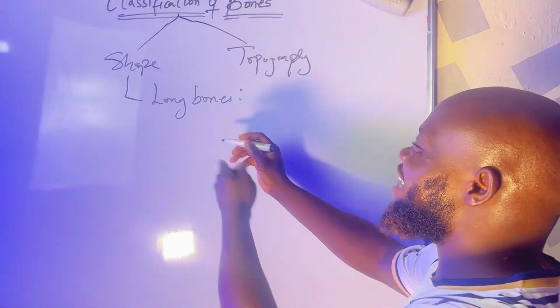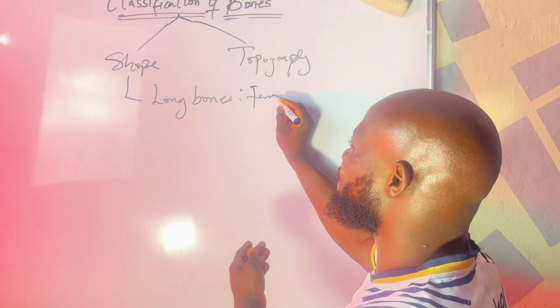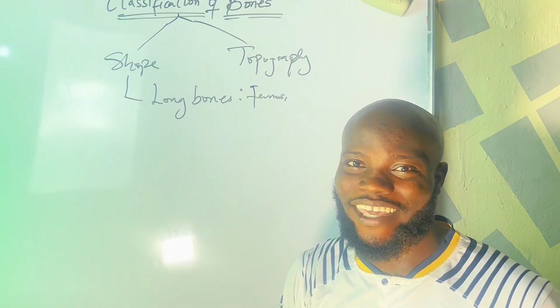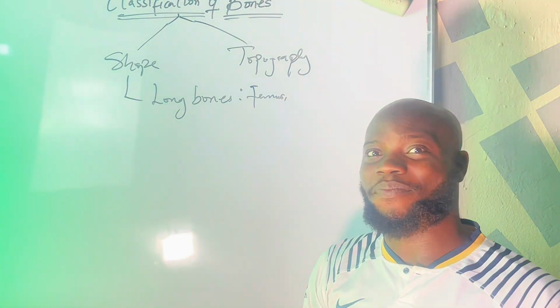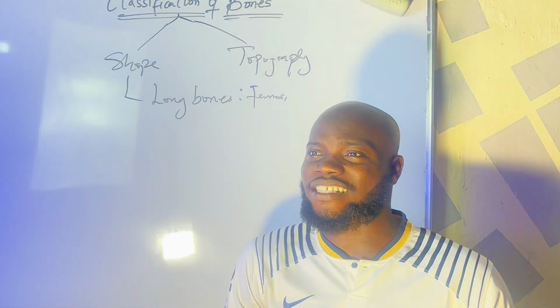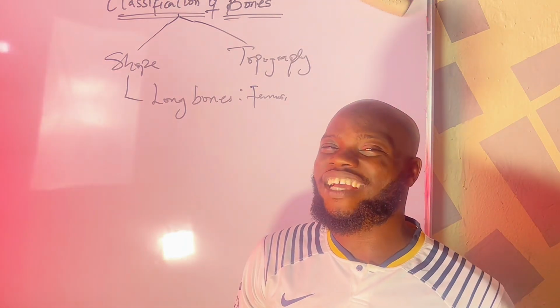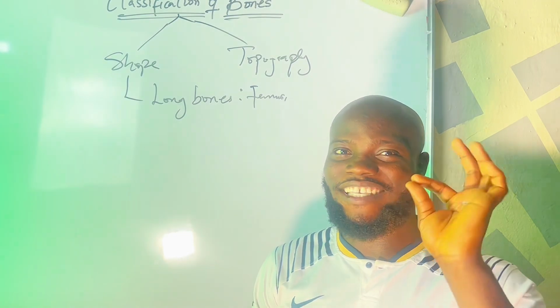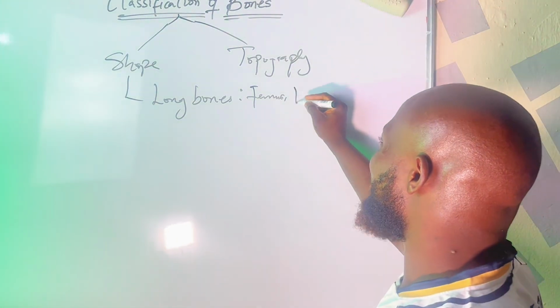Examples are femur. Femur is your thigh bone. You can see it is very, very long. As a matter of fact, femur is the longest bone in your body. So you may be asked, which of the following is the longest bone in the body? The answer is femur.